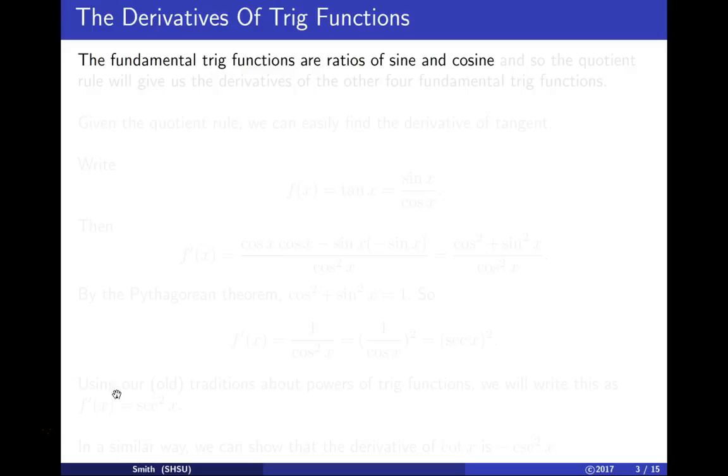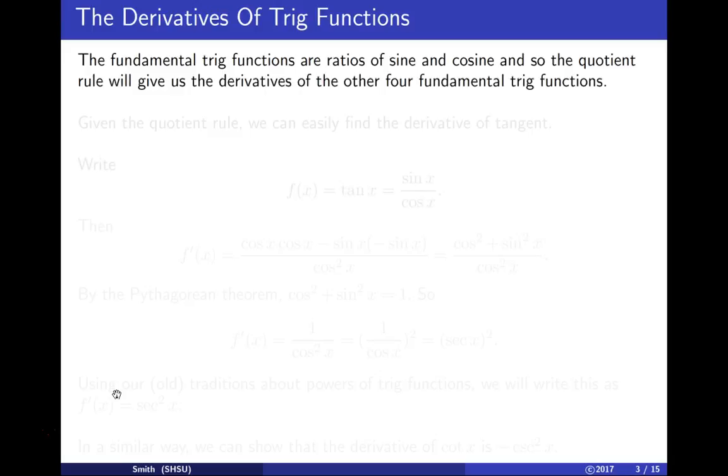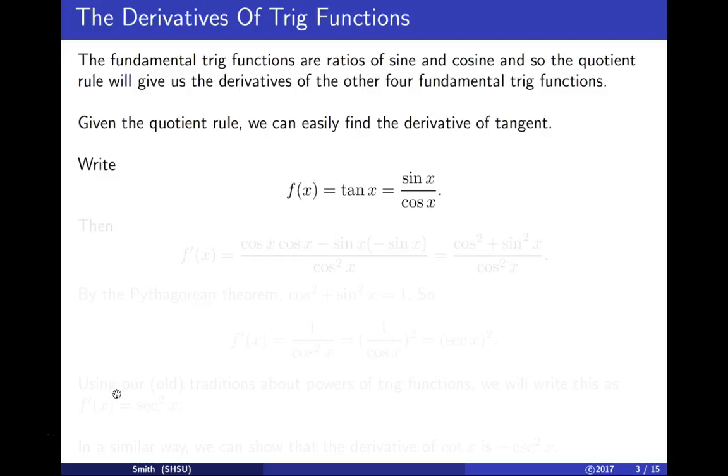The fundamental trig functions are ratios of sine and cosine, and so the quotient rule will give us the derivatives of the other fundamental trig functions. Given the quotient rule, we can easily, for example, find the derivative of tangent. Let's write the tangent as sine over cosine, and then by the quotient rule, the derivative of sine over cosine will have a cosine squared in the denominator. The numerator will be the derivative of sine times cosine minus sine times the derivative of cosine. In other words, cosine squared plus sine squared all over cosine squared.